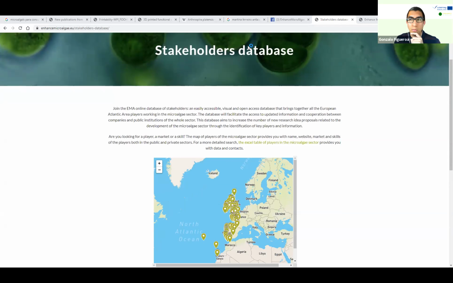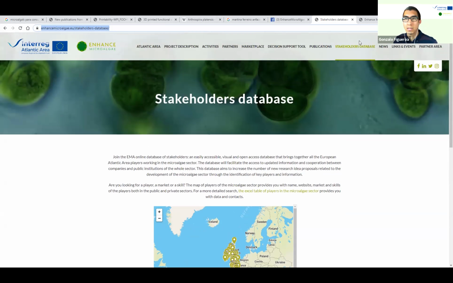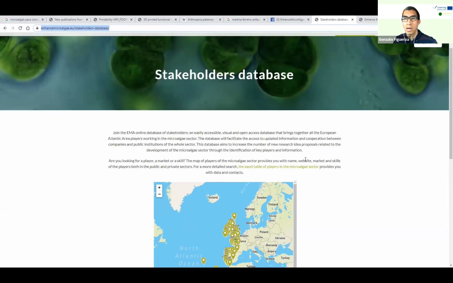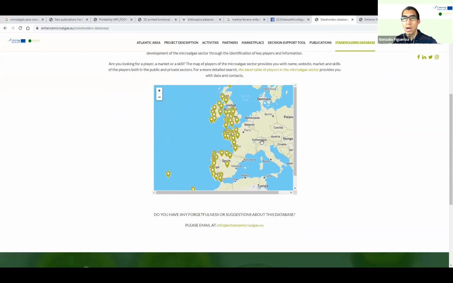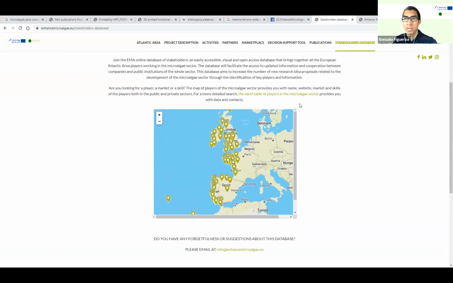Hello everyone. Sorry, I think there is an issue right now with Laurent's screen, but this is the stakeholder database that he wants to show you. We have just shared the link in the chat. As you can see, there is a map with the companies and institutions working on microalgae. You can go to the website, and then there is an Excel link where you can see the database of all the companies.